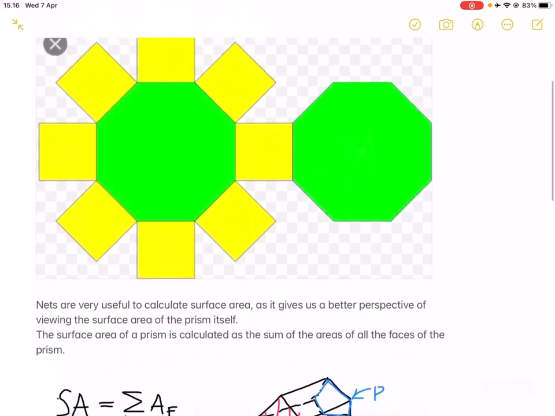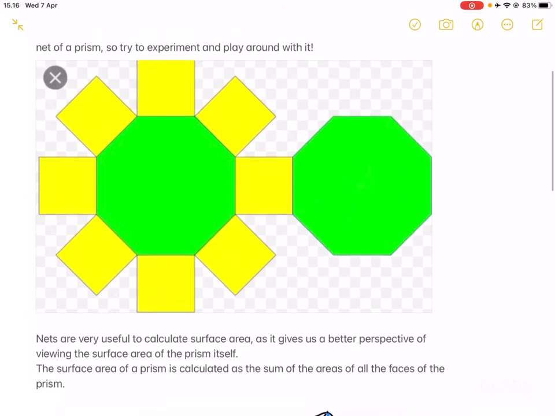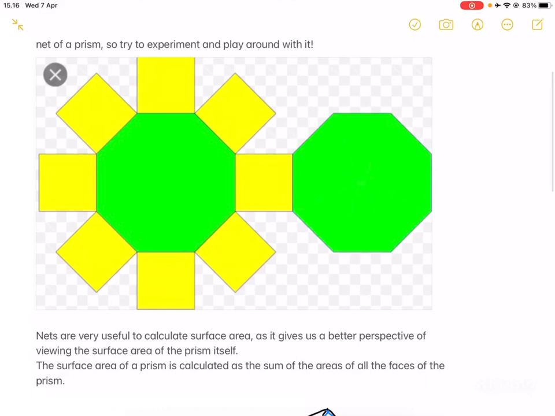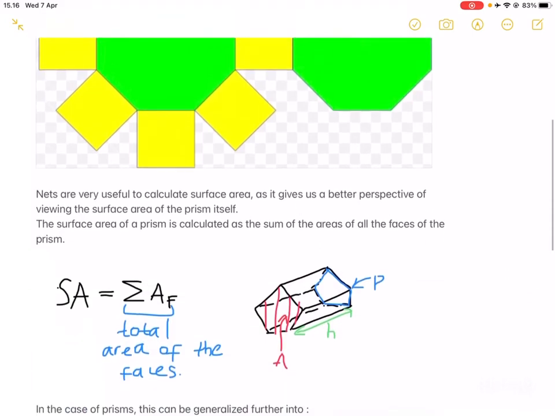Nets are actually very useful to calculate surface area, as it gives us a better perspective of viewing the surface area of the prism itself. So you don't really need to worry about looking at the prism in a 3D perspective, where you can just unfold it and just calculate the areas of each polygon itself. So in this case, you can just calculate the squares and the octagons there.